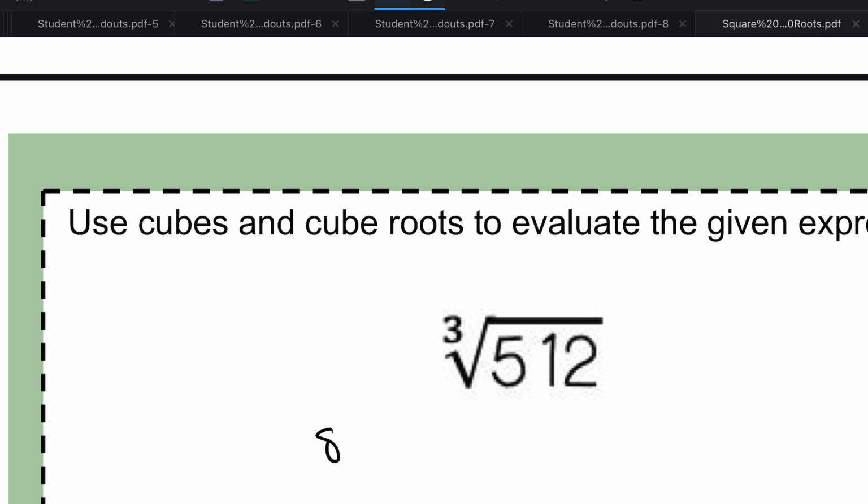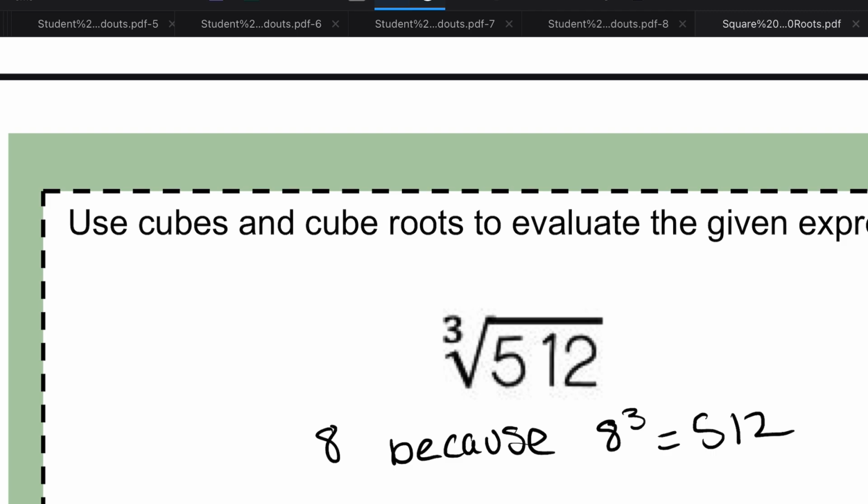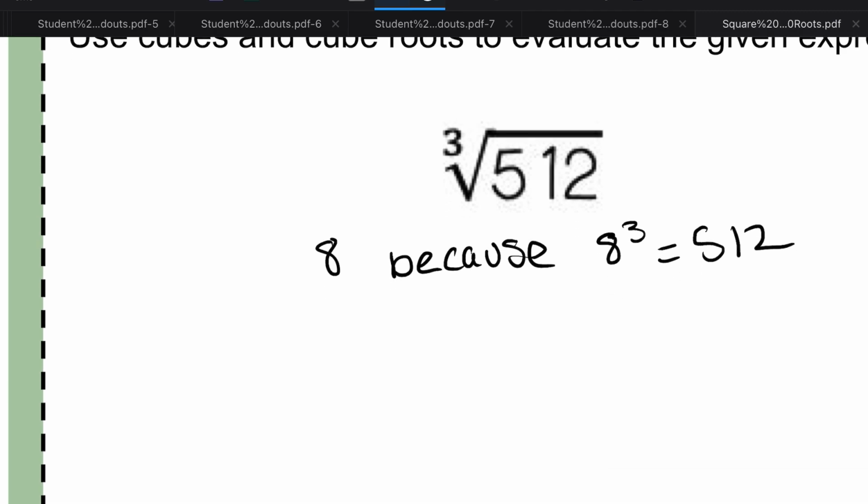It is 8, because 8 cubed is equal to 512, or 8 times 8 times 8 is equal to 512.